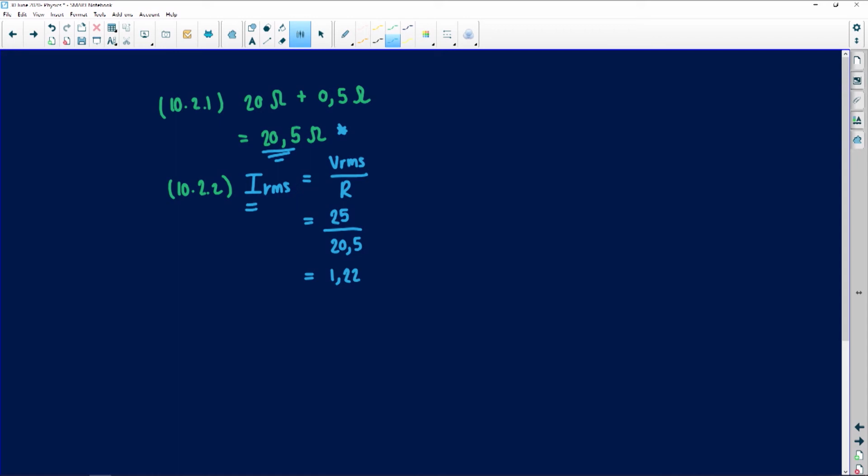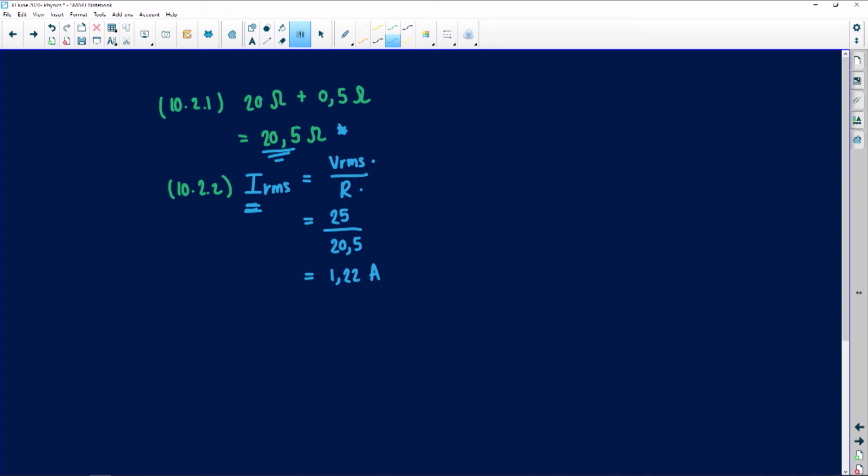Even though it's IRMS, it is current. When we talk about current, we measure it in amps using an ammeter. So now I've got my IRMS. And I know it's right because I was given this one, and this one I had to calculate, but this one was pretty obvious. But now I need to find my power.